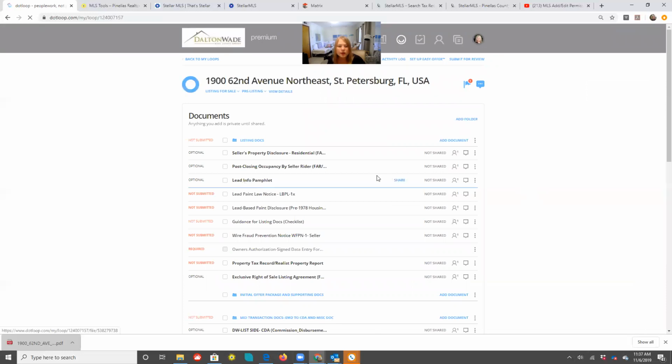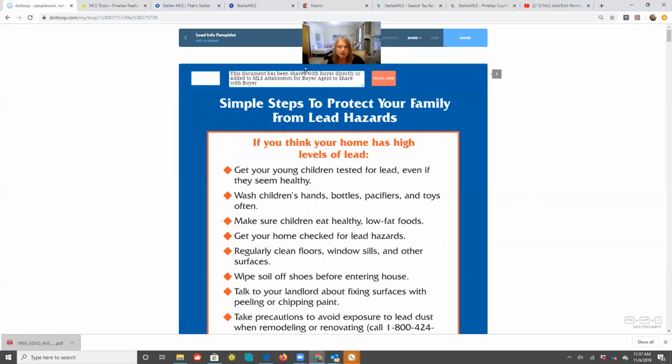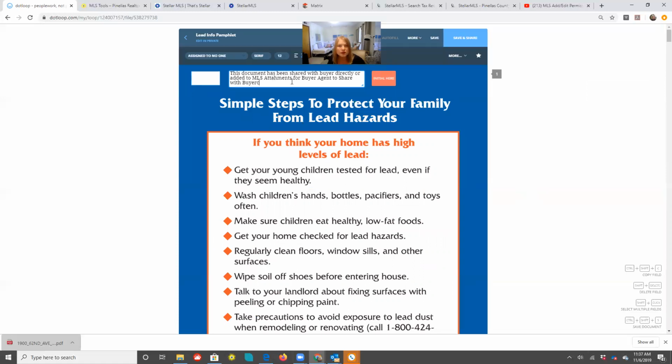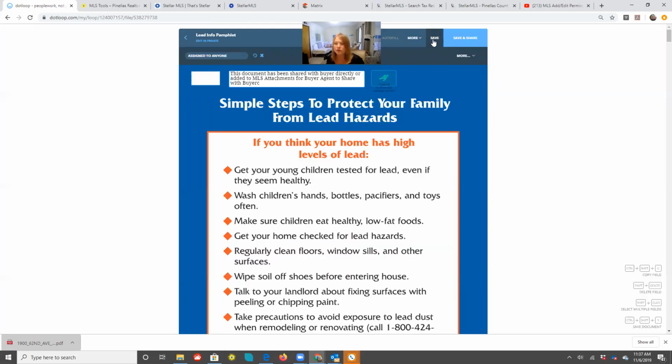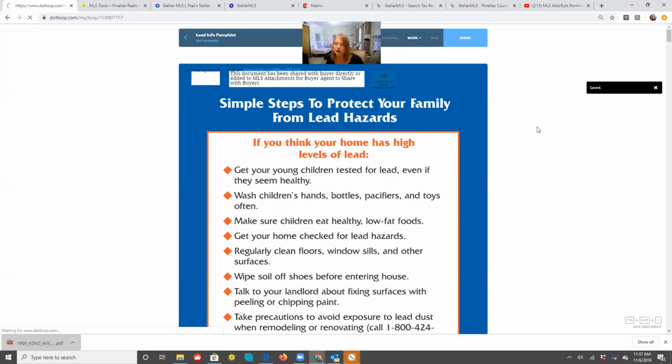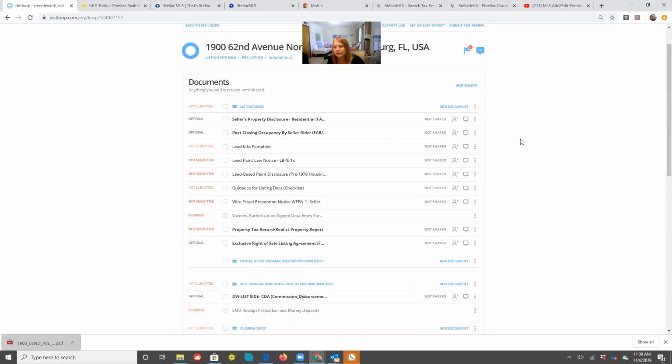Here's the lead info pamphlet. I'm just going to open this up. And it says this document is shared with the buyer directly or added to the MLS attachments without a C. Attachments for the buyer to share, and I initial. I'm going to sign this. You can send it to your seller. I don't care how you do it. I don't really even care if you sign it that much, but I do. And then I send it. And I actually do add this to my MLS attachments, and I'm going to show you how to do that. So that's lead-based paint. Anybody have any questions about lead-based paint?